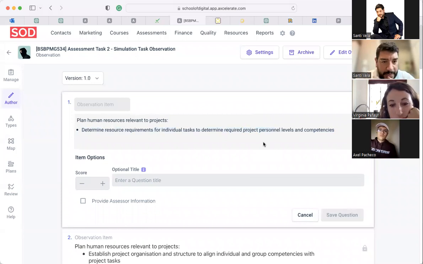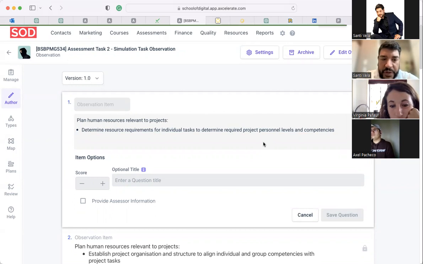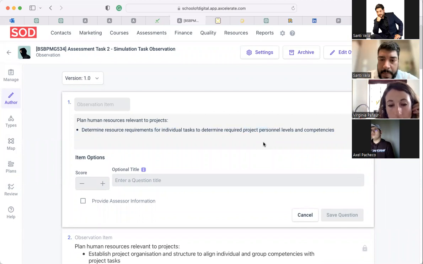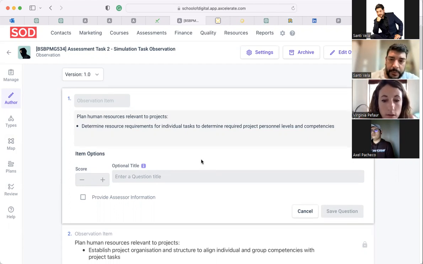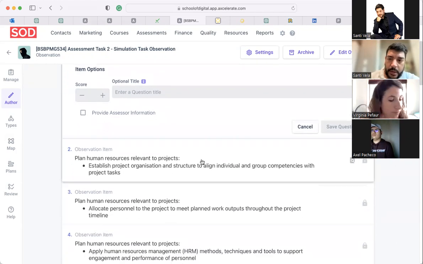All right, let's talk about that. We need to determine the resource requirements for individual tasks. What is the meaning of that? I guess it's like what type of skilled workers we need for doing a specific task, what qualifications they have, or what they can bring to the team. That's really good.